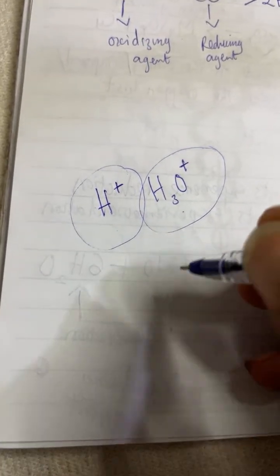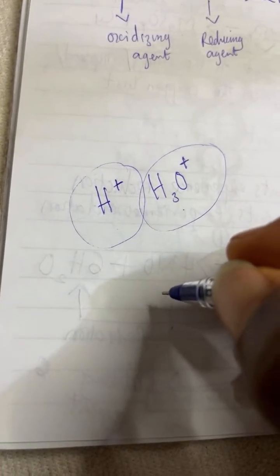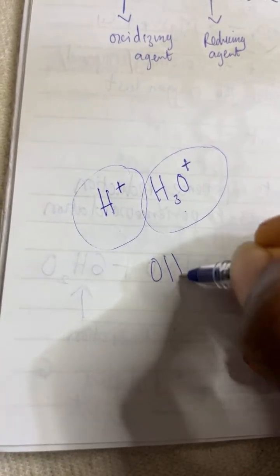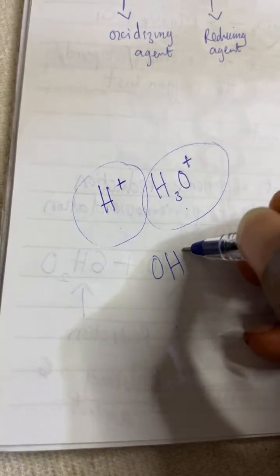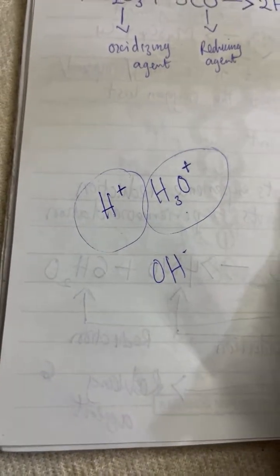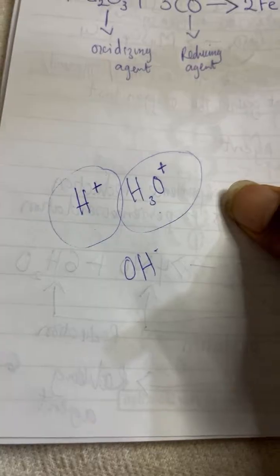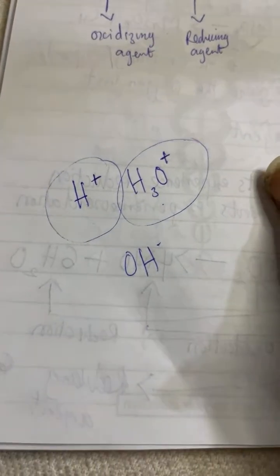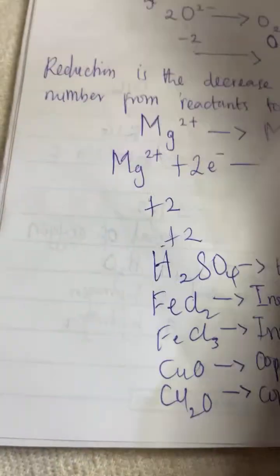While bases usually produce OH minus. OH minus, that's hydroxyl ion.